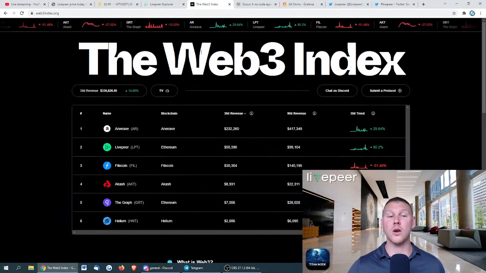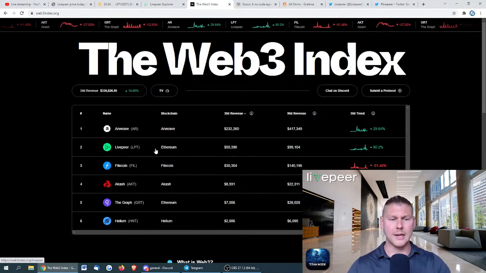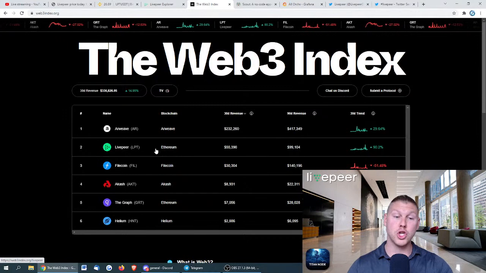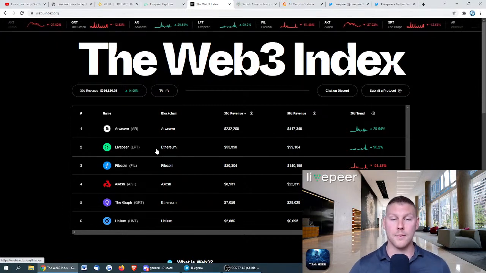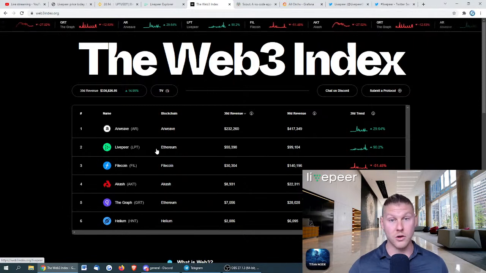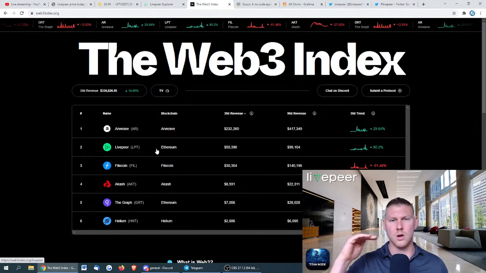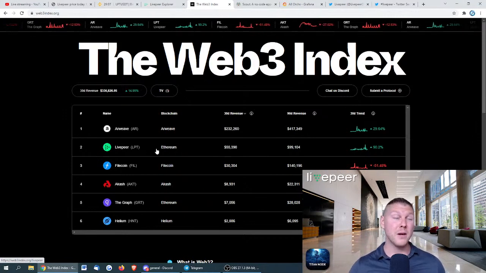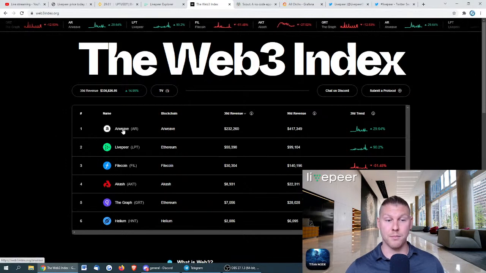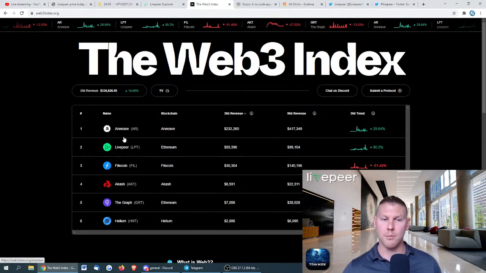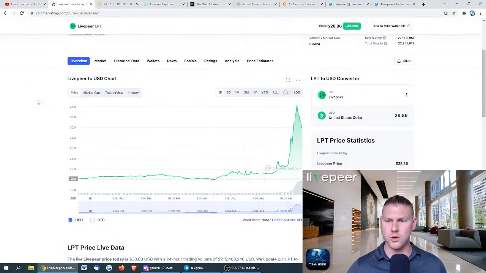I also wanted to check out the Web3 index. Livepeer is still number 2 on the Web3 index when it comes to total amount of revenue for the ecosystem. Each Web3 protocol has its own ranking on how much money it makes. Livepeer is number 2, which is pretty impressive. It's below Arweave, but above Filecoin, The Graph and Helium.